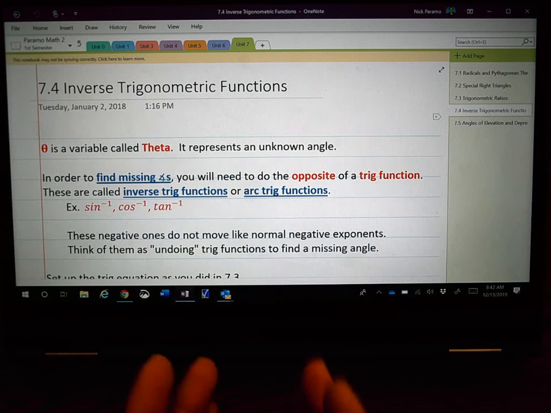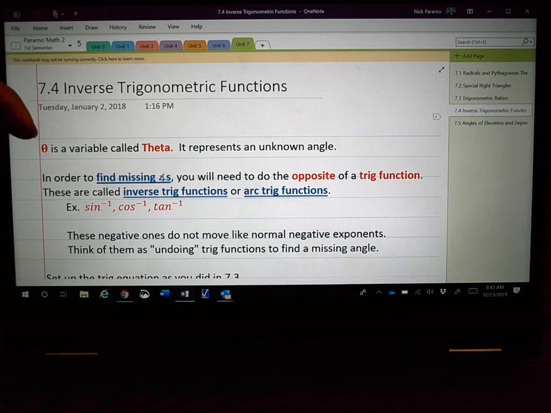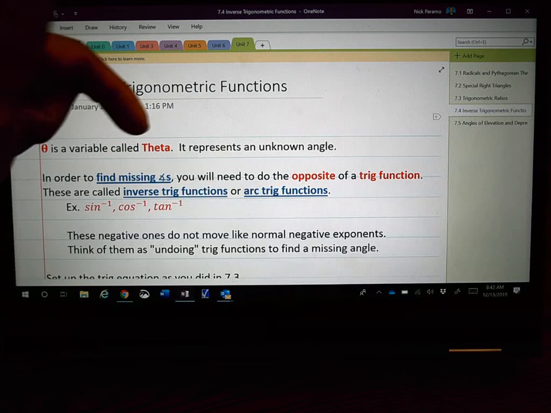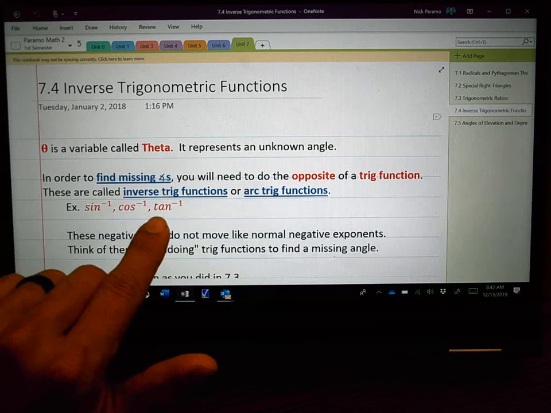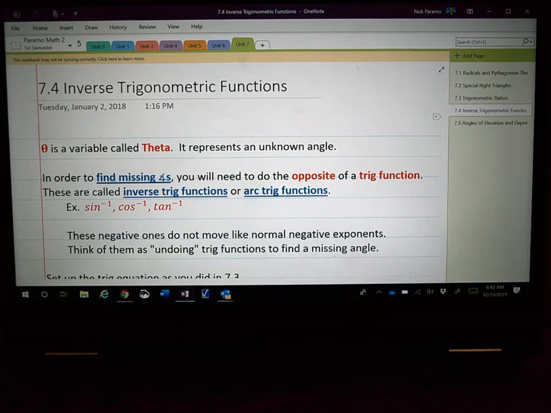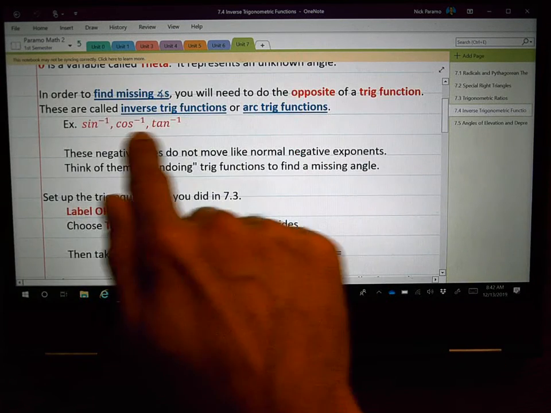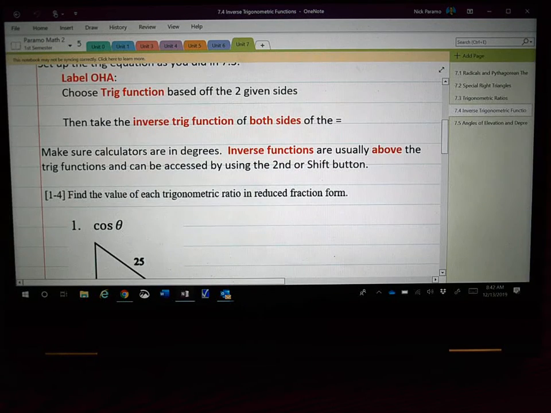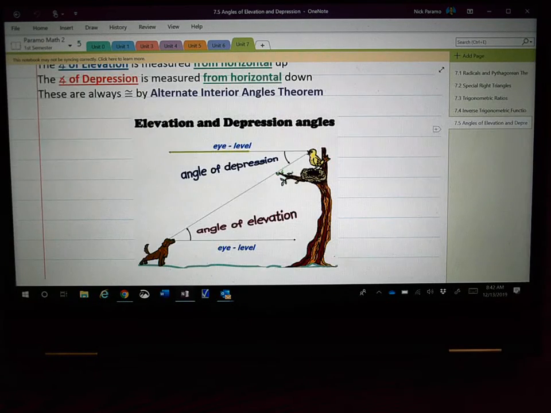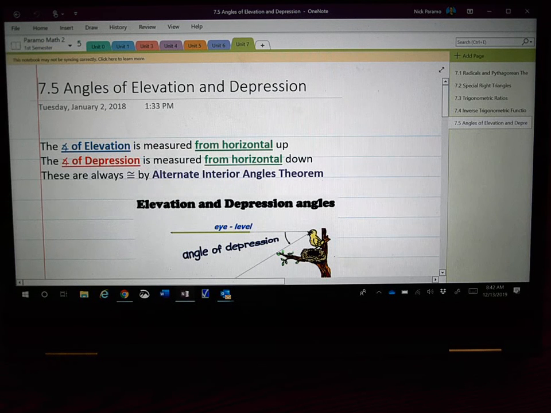And then even in 7.4, we could figure out what angles were. If we didn't know what an angle was, we could use theta to represent our unknown angle, and then we could get rid of sine and cosine and tangent by using its inverse. These are usually above your, if you press second sine, second cosine, second tangent, or shift, you can get to those buttons on your calculators. And that's really Unit 7.